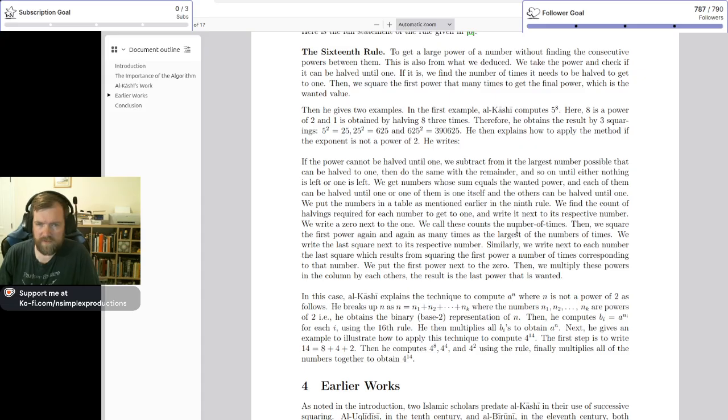He writes, if the power cannot be halved until 1, we subtract it from the largest number possible that can be halved until 1. Then do the same with the remainder, and so on until either nothing's left or 1 is left. We get numbers whose sum equals the wanted power, and each of them can be halved until 1, or one of them is 1 itself, and the others can be halved until 1.